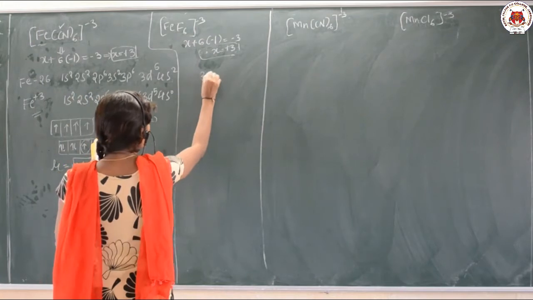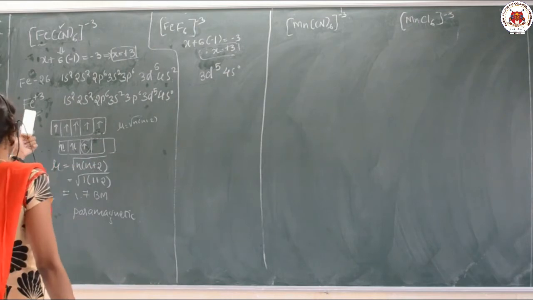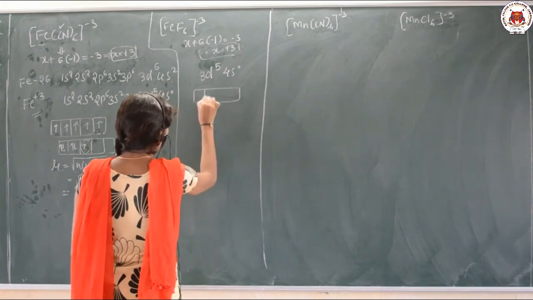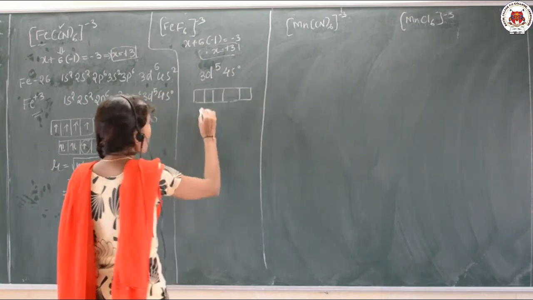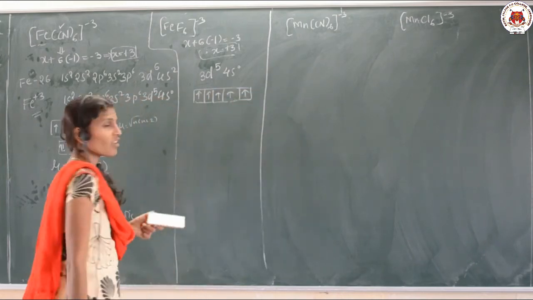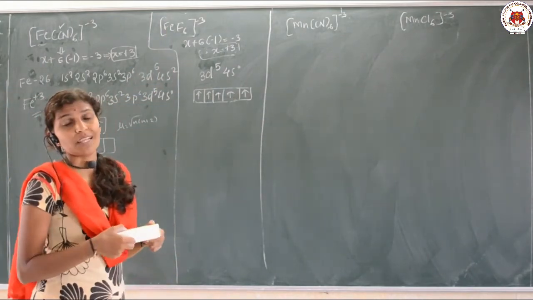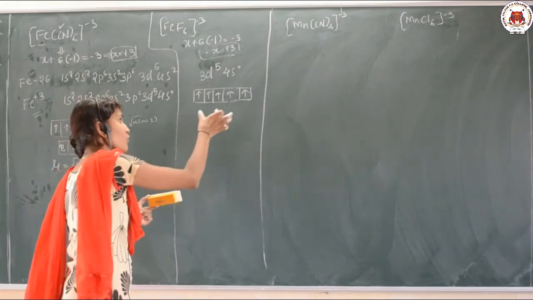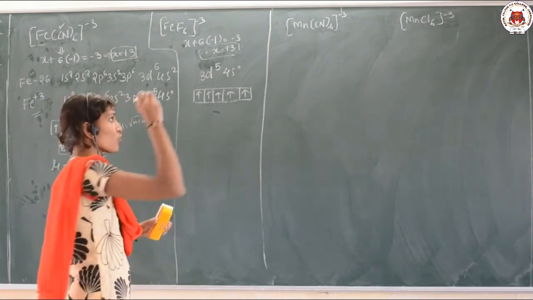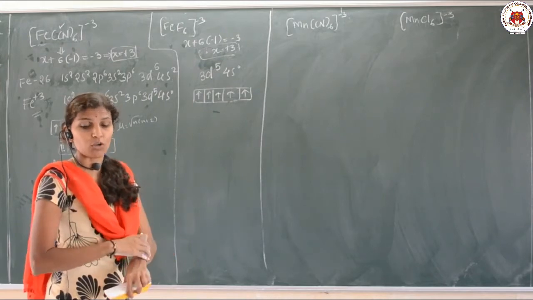So what is it? 3d5 and 4s0 is there. So like this, Fe plus 3 means 3d5 and 4s0. Now 3d. So how many unpaired electrons are there? 5. Okay, I have arranged like this. But the F, that is fluorido ligand, is a weak field ligand. It does not force these electrons to get paired. So it is not forcing, which means how many unpaired electrons remain here? 5 unpaired electrons remain here.